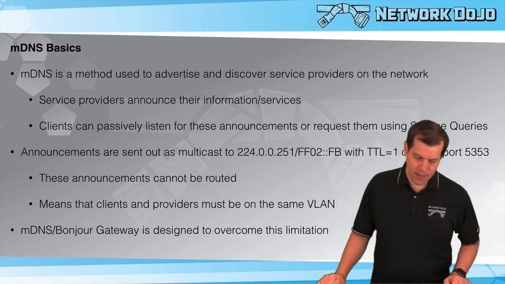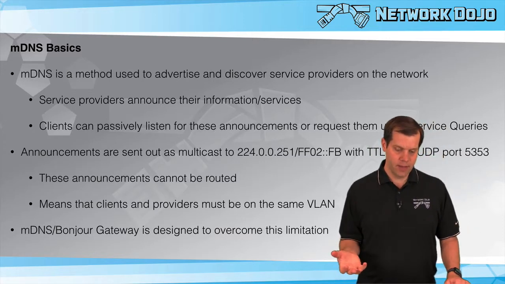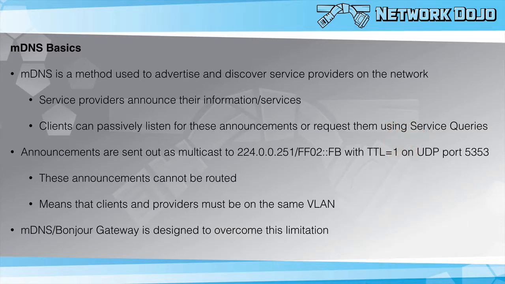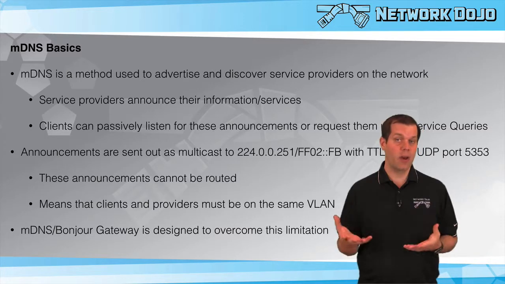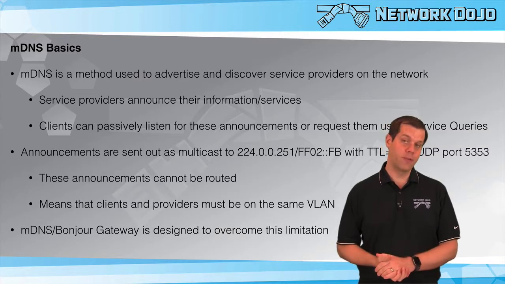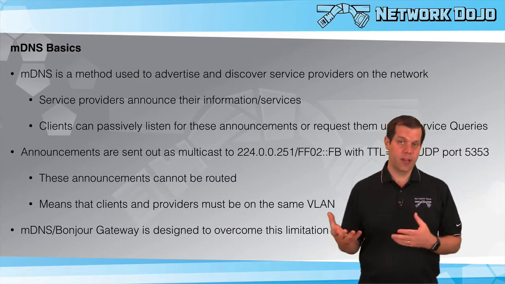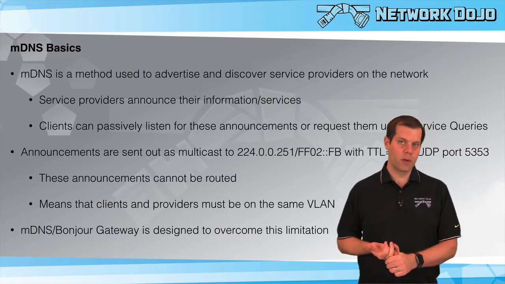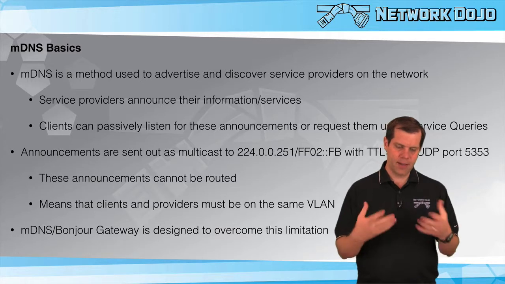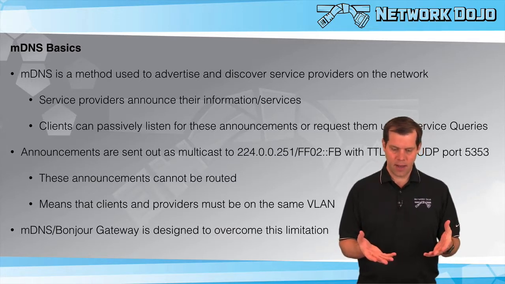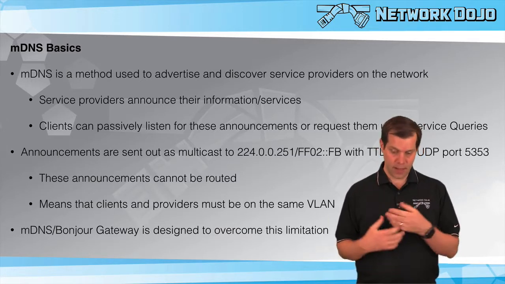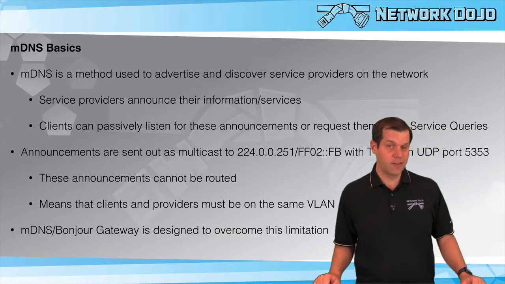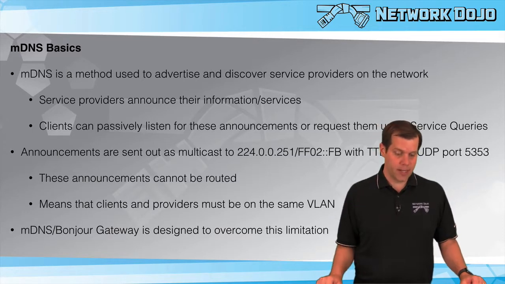Clients that want to use these services can either passively listen for announcements, or they can actually request, saying, hey, does anyone offer a specific service, using something called a service query. To me, it's very much like a client discovering an SSID. They could passively listen for beacons, or they could send a probe request and get a probe response. Same deal here: passively listen for the service announcements, or send a service query if we don't want to wait for an announcement. Or maybe there are some devices that don't send service announcements unsolicited, so the service queries come into play there.